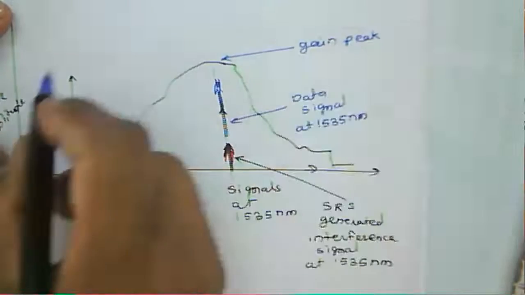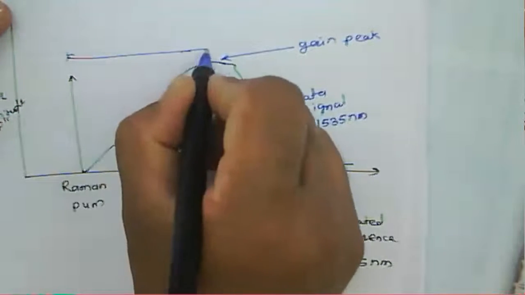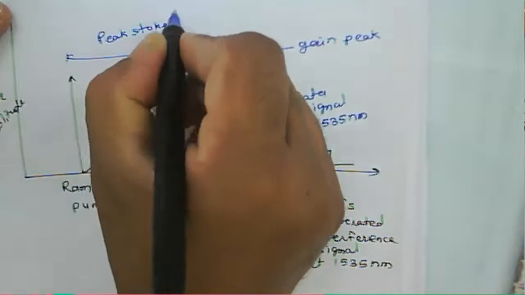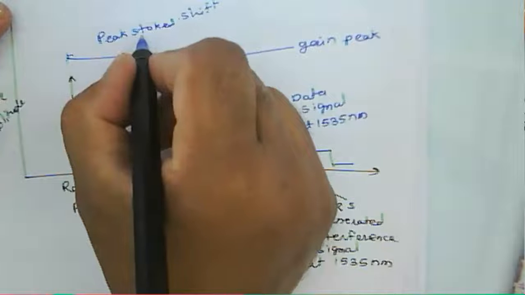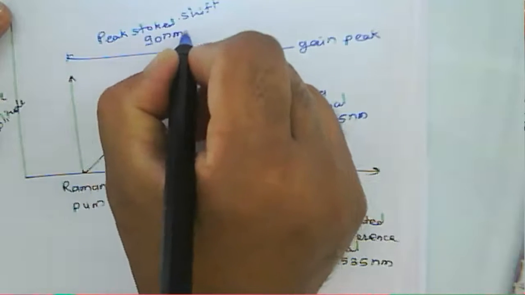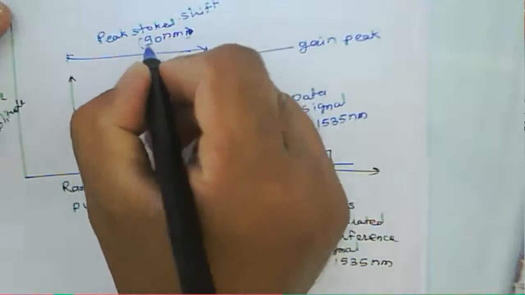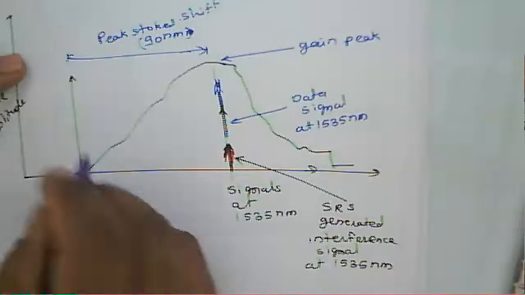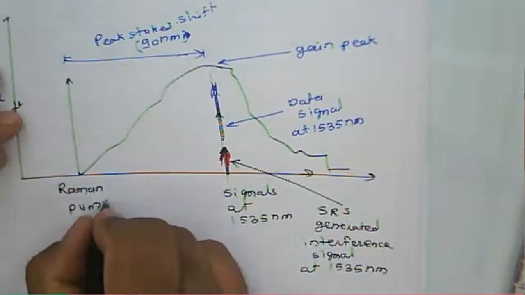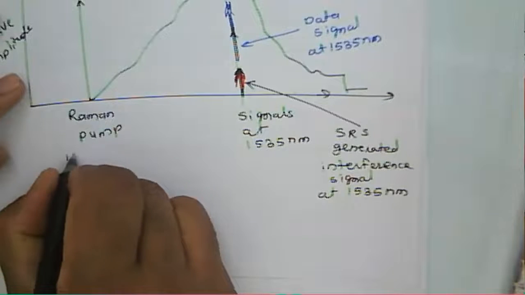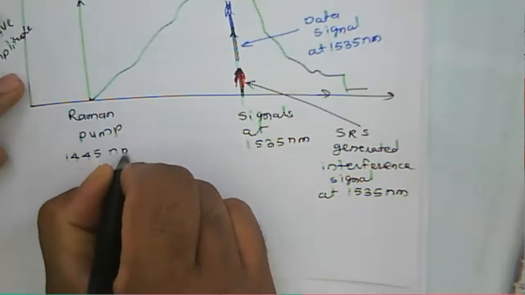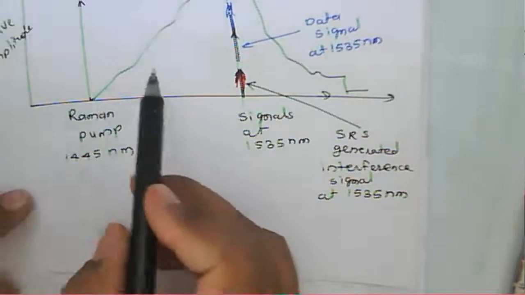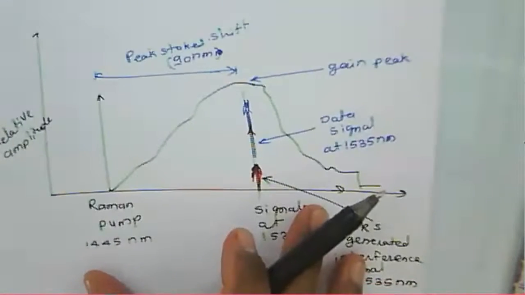This one is a gain peak here, and it has a peak Stokes shift of 90 nanometer. Sorry, the gain Stokes shift is at 90 nanometer. This is the Raman pump, which is at 1445 nanometer. So 1445 nanometer plus 90 is 1535. That's why it is a peak Stokes shift here.